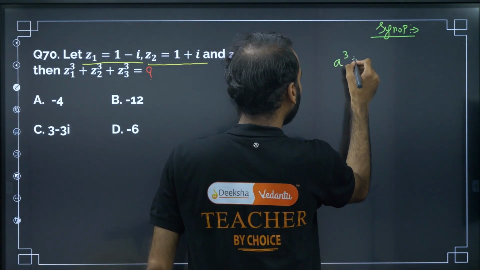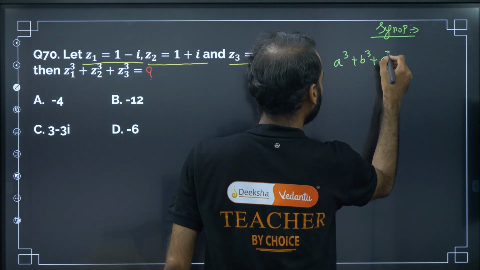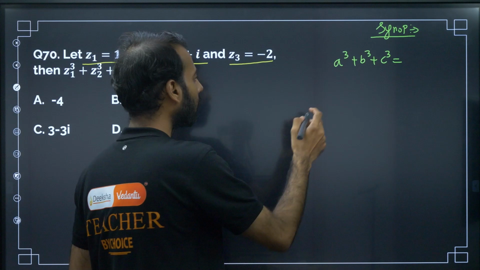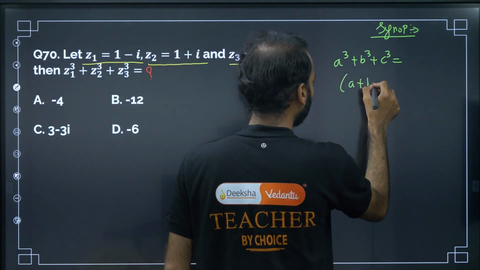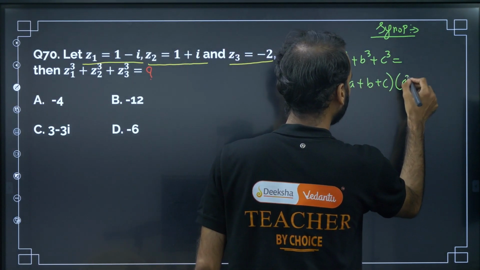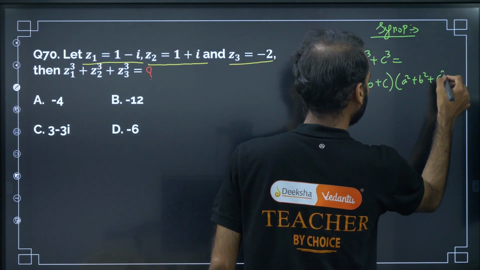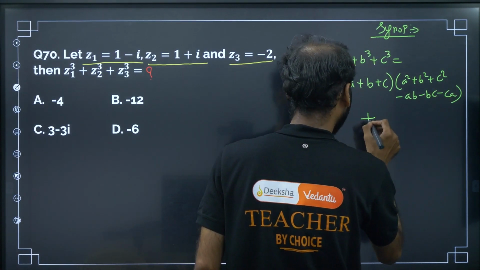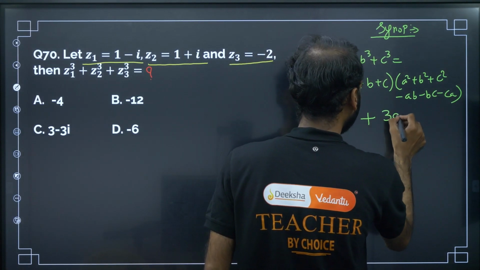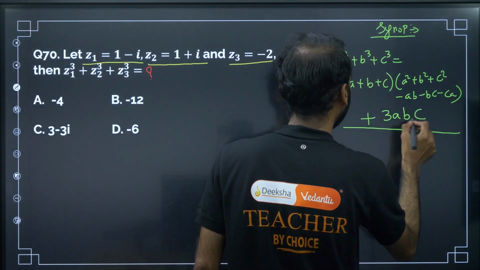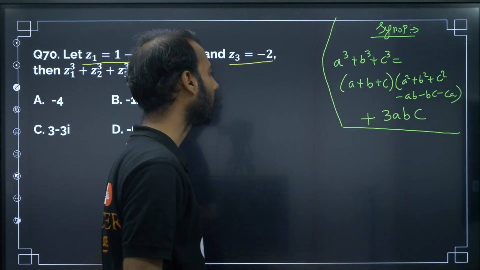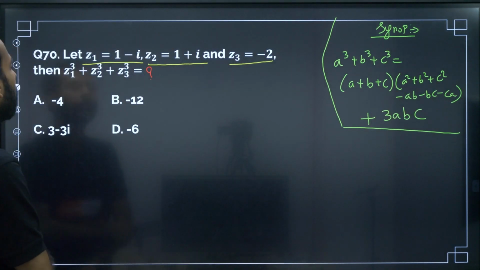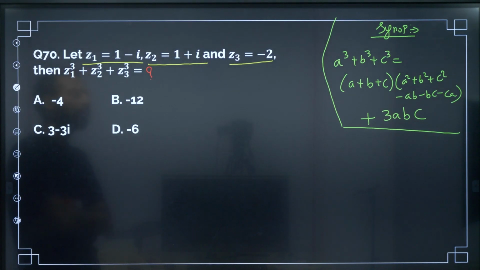A cube plus B cube plus C cube is equal to... In your lower classes they might have taught you (A plus B plus C) times (A square plus B square plus C square minus AB minus BC minus CA) plus 3 times ABC. From your lower classes, A cube plus B cube plus C cube is equal to that. This is the story. Z1 cube plus Z2 cube plus Z3 cube, they are asking to find that.